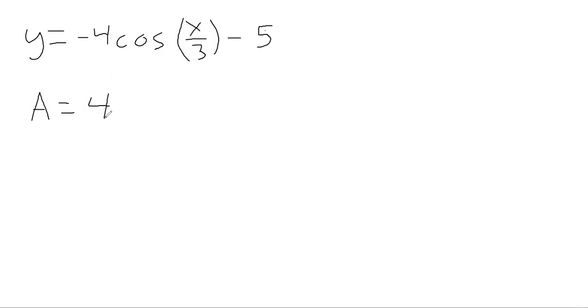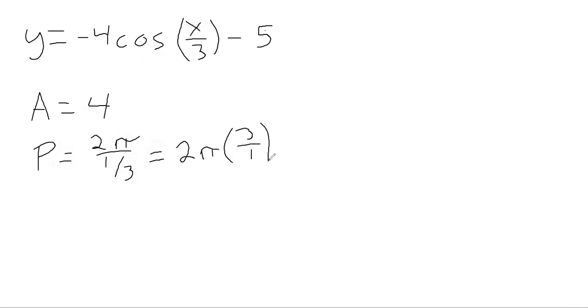If we want to look at the period, or the amount of time it takes to get through one wave, we need to look at the coefficient of the x. The coefficient of the x in this case is 1/3. So if I want to find my period, I need to take the original period of cosine, which is 2 pi, and divide that by my b value, which is 1/3. And if I divide 2 pi by 1/3, I'm really saying 2 pi multiplied by the reciprocal, which is 3 over 1, which, if I simplify that further, would become 6 pi.